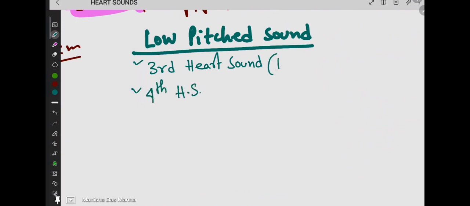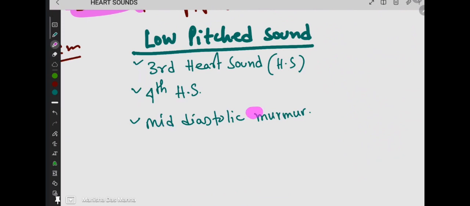H is for heart sounds: third heart sound, fourth heart sound, and mid-diastolic murmur. One murmur, that is mid-diastolic murmur. What is a murmur? I will talk about everything of the murmur later.